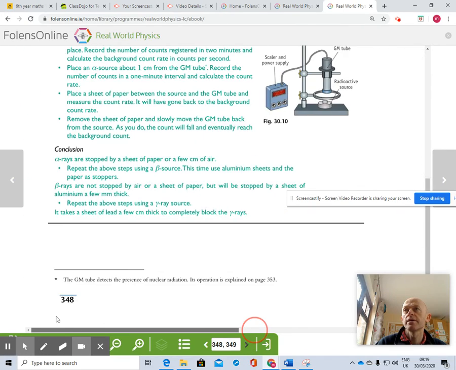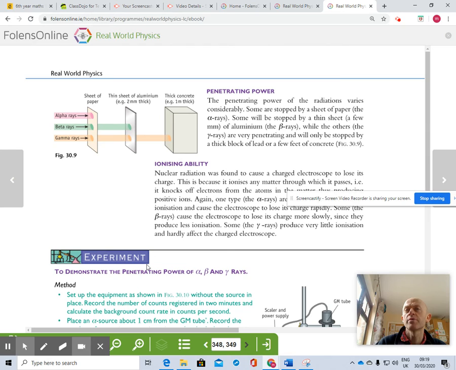And then over here we have the penetrating power. An alpha ray can be stopped by a sheet of paper. A beta ray can be stopped by a thin sheet of aluminium, and it's quite difficult to stop a gamma ray. You need either thick concrete or thick lead. And again, the ionizing ability is actually in reverse. The alpha rays are the most ionizing and the gamma rays are the least.